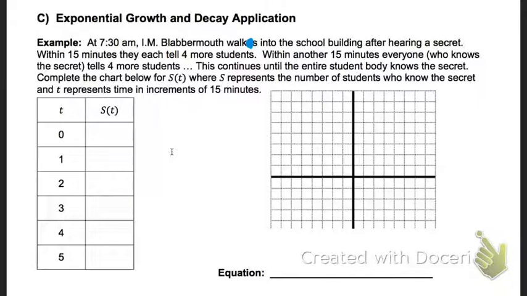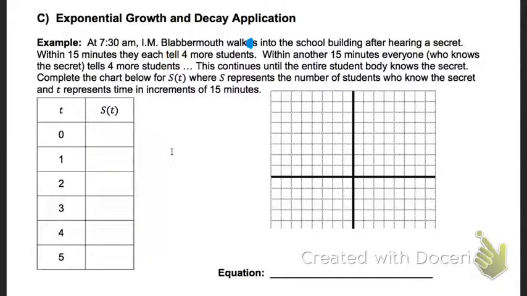Complete the chart below, where S represents the number of students who know the secret, and T represents the increment in 15 minutes. I have a question. Yes. Within 15 minutes, it should be just the singular person, right? Well, yeah, that person tells 4 more students. I think it should be 5 more students, because we're doing 5 to the x. Is there a limit to the student body? We're just going to do to the 5th power.